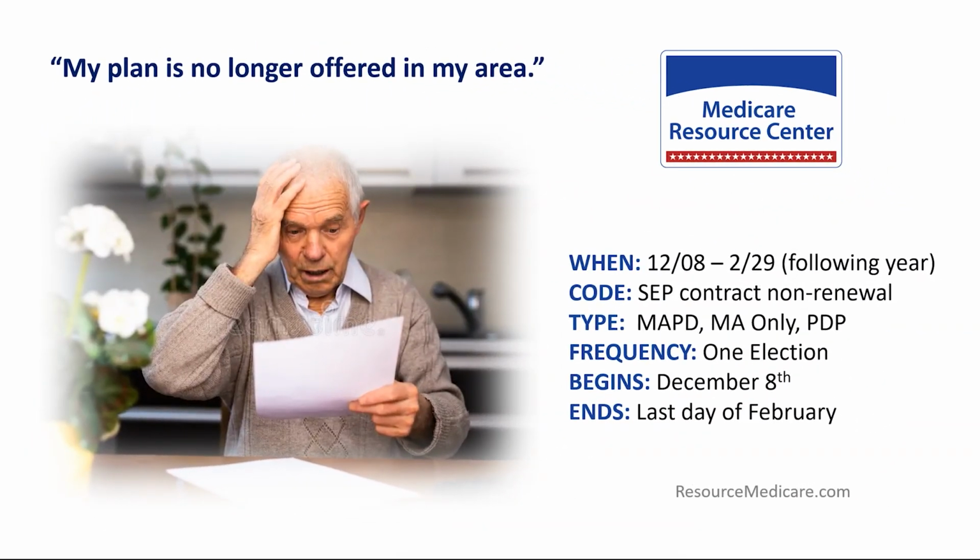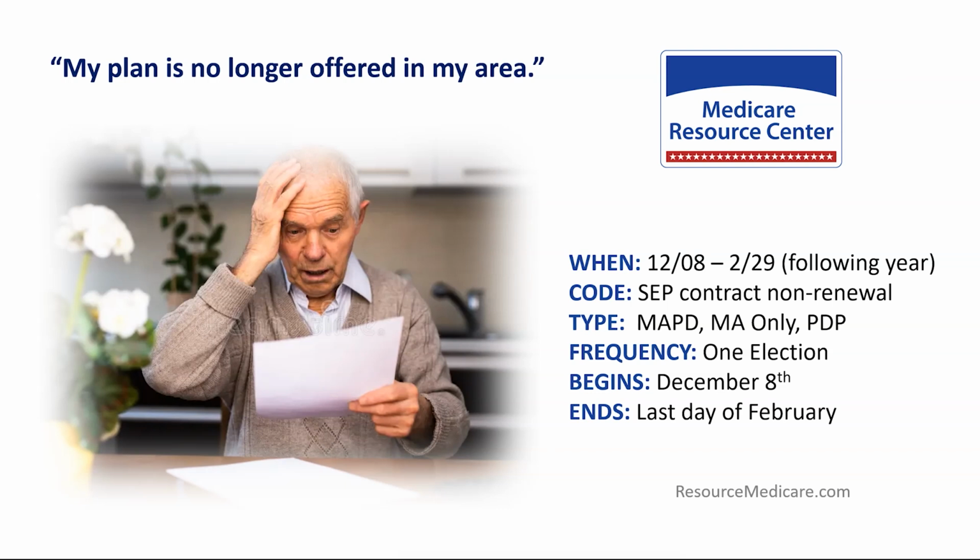Now, we ran into this in 2025 and the beginning of 2026. These are called service area reductions. The plan is just no longer offered in that area. So the reason we have a picture of somebody reading the letter there is because that's normally how they inform you. They will let you know that your plan isn't going to exist in the following year and that you need to make a change, okay?